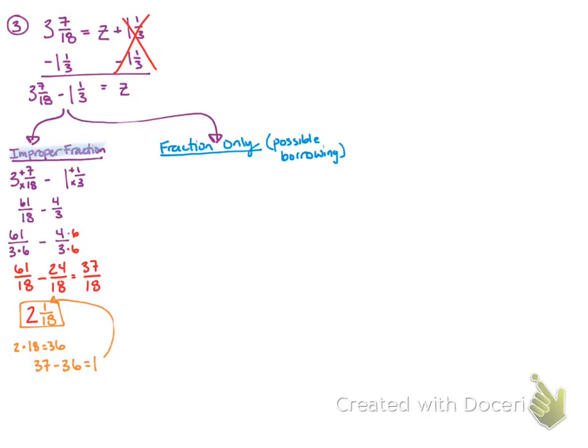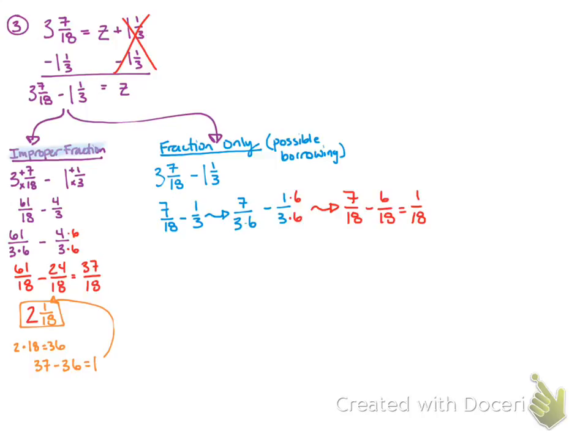Okay, but the fraction only route says to ignore the whole numbers and just do the math with the fractions first. So I have 7/18 minus 1/3, which is the same as 7 over 3 times 6, so I have to multiply those by 6, and I'm still going to get 1/8. And then I subtract the whole numbers, 3 minus 1, which is 2, and then combine the fraction and the whole number to get my final answer. See, not a problem with this one. The only thing is you didn't actually have to borrow.